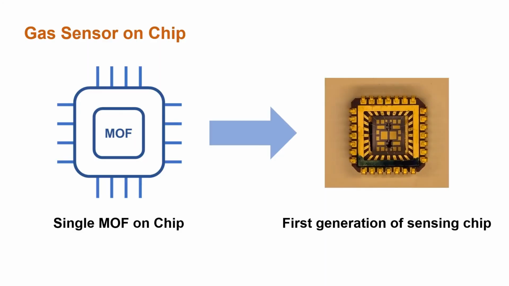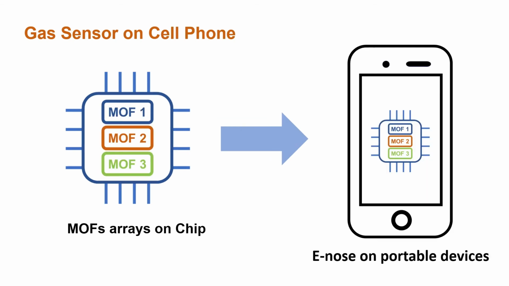Now, we can integrate several kinds of MOFs into the first generation of sensing chips through microfabrication techniques. It can achieve the detection of ethanol, methanol, and so on. Meanwhile, we are developing different kinds of MOFs to fabricate MOF arrays on a single chip to achieve wider and more precise gas sensing. Our final goal is to integrate gas sensing chips into electronic devices, such as cell phones.